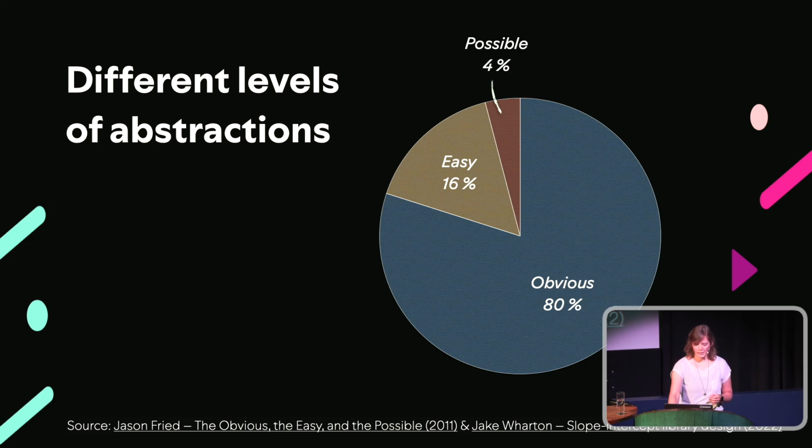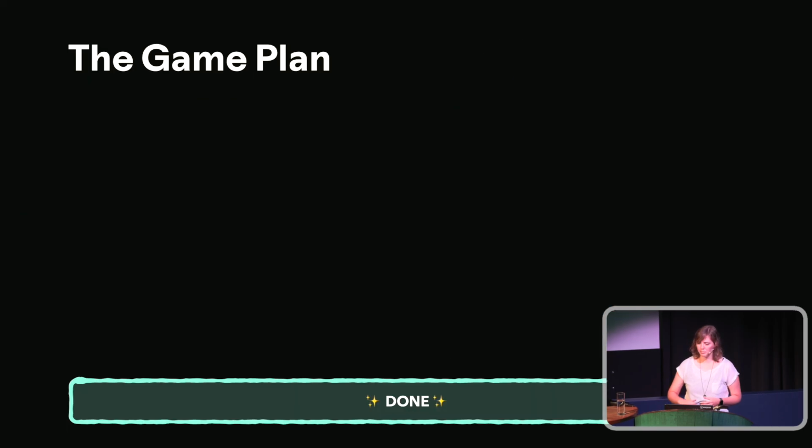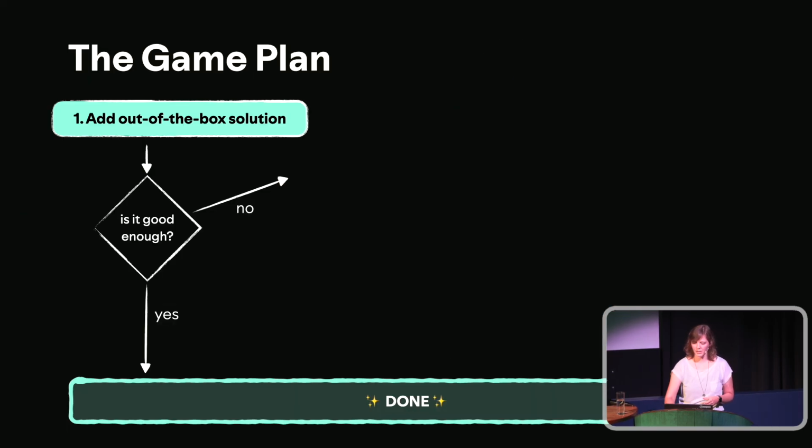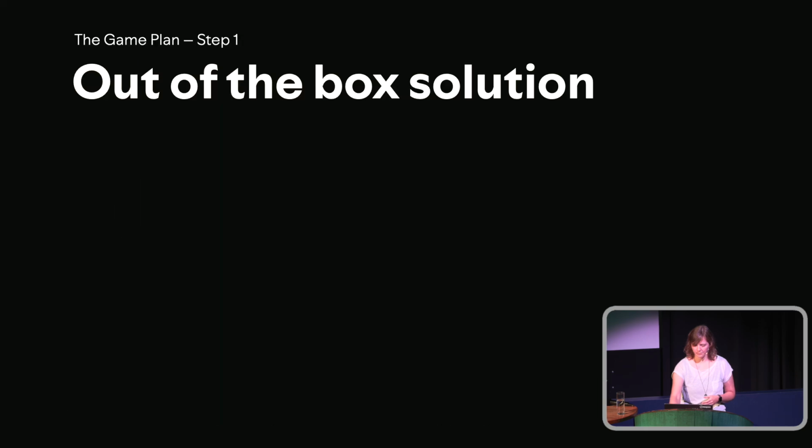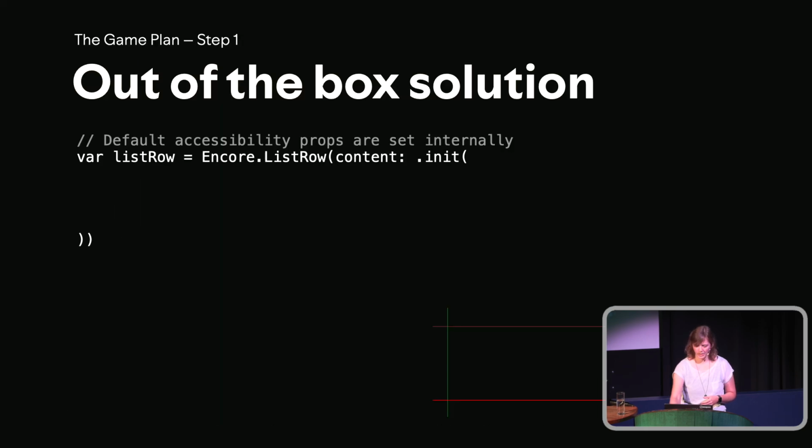Let's see if we can come up with a game plan. Ideally, we have something like an out-of-the-box solution that just works. How would that look? Let's look at some code. At the bottom right, you can see a preview of the component, and below that, you can see what VoiceOver is going to read out for that component. But let's start by instantiating the list row component and then configuring the content.